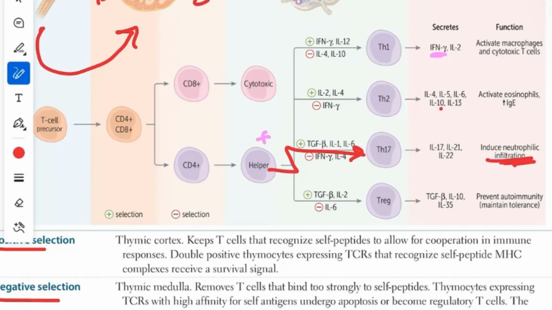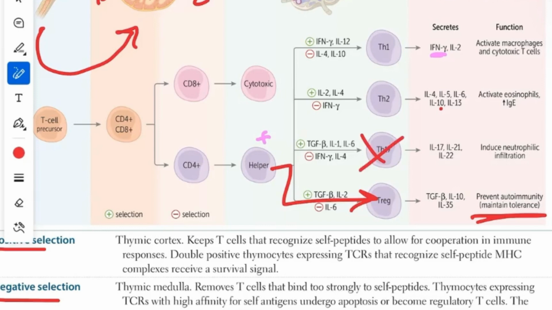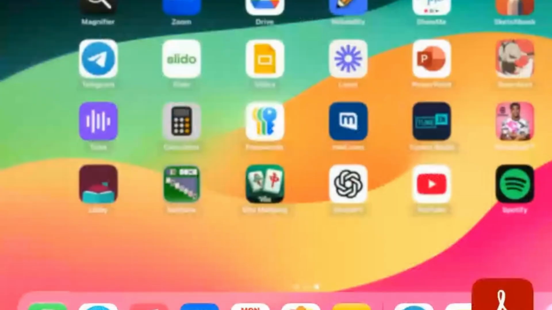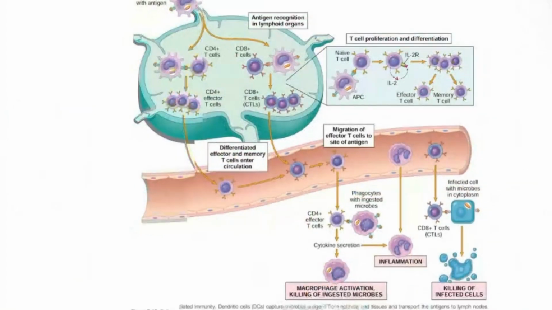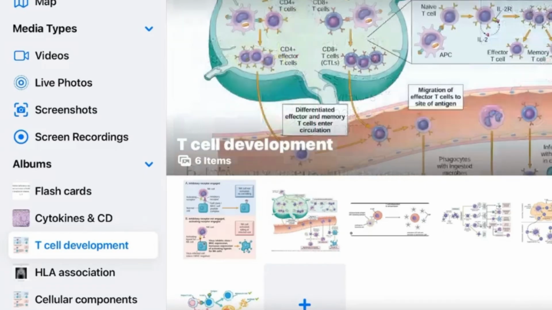If it's trying to suppress an inflammatory response, trying to bring an immune response to an end, then it becomes this because it suppresses immunity. So once it becomes this, it can no longer become this or that one. It picks one out of the four to become. It cannot become any or all of them together at the same time.